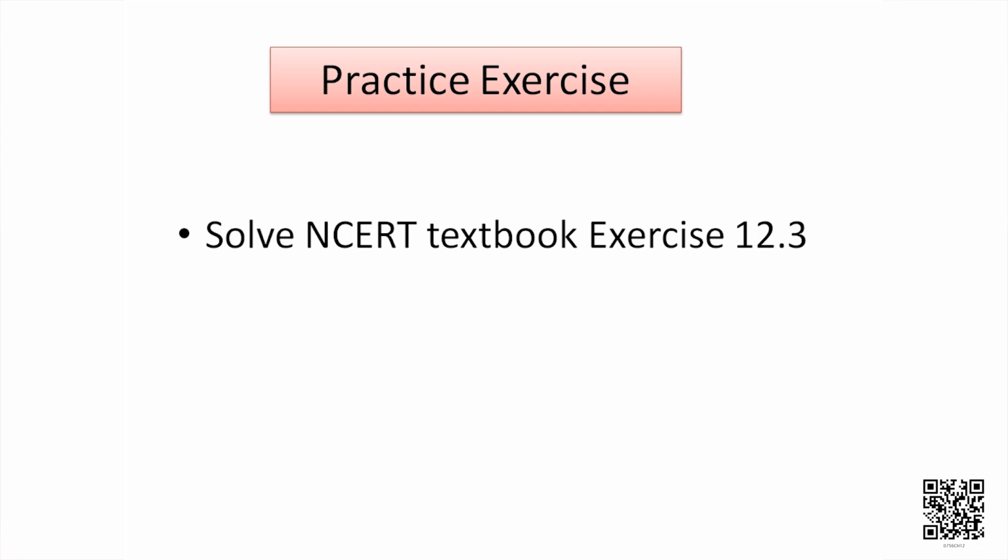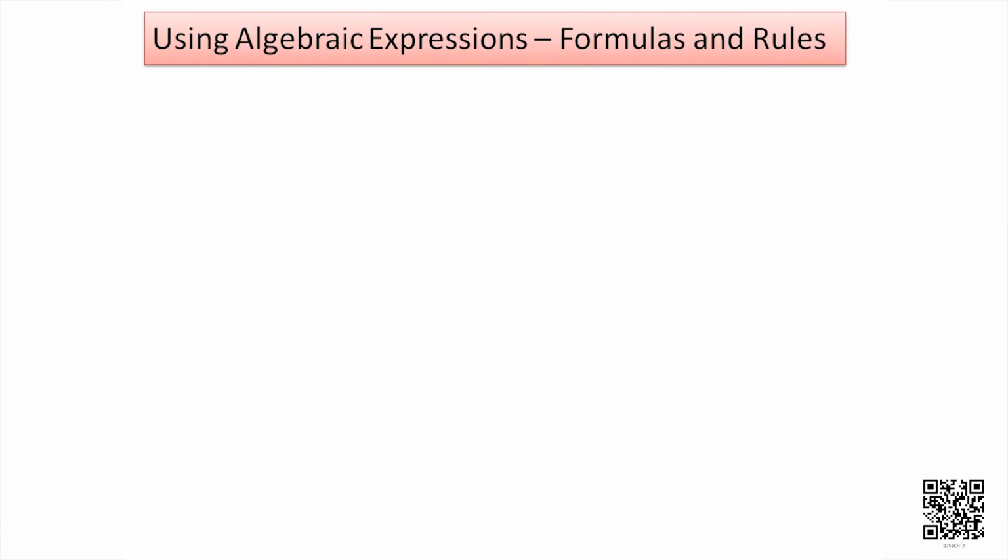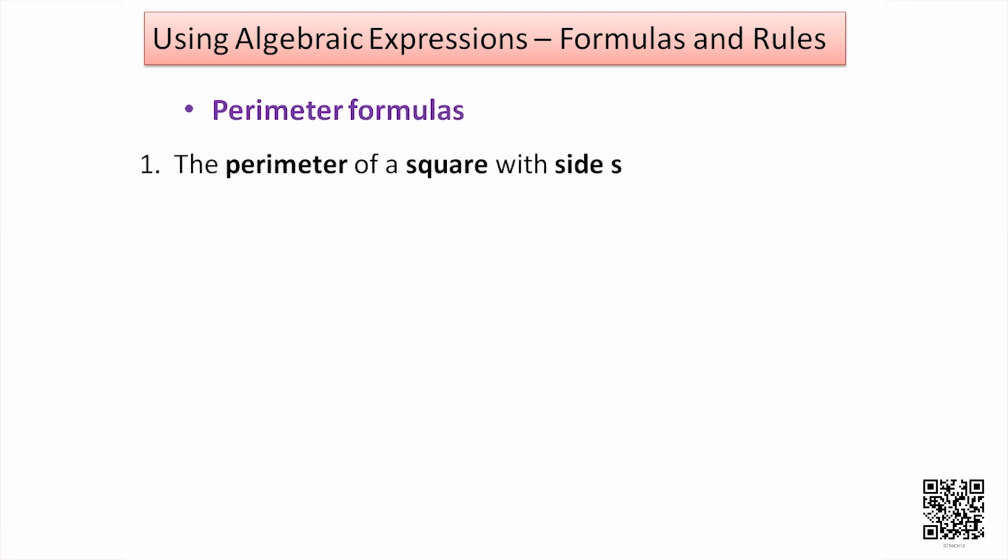Okay. So, friends, now using algebraic expressions we can make some formulas and some rules. So, let us see, we have perimeter formulas. How do we make perimeter formulas with the help of algebra? We have to find the perimeter of a square, the perimeter of a square with side S.